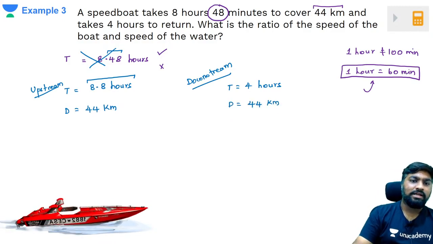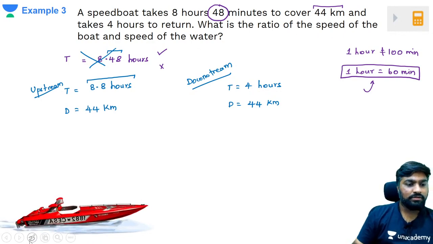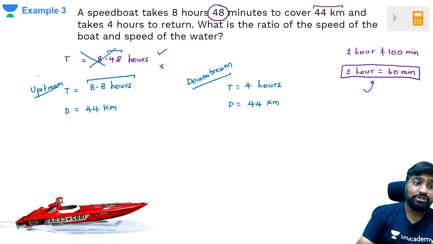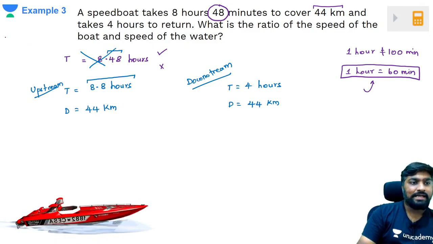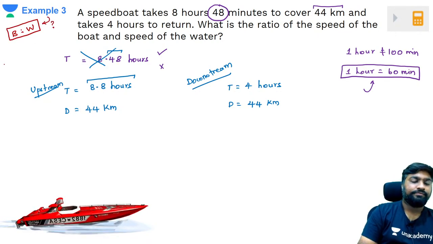Now what are they asking? What is the ratio of the speed of the boat and speed of the water? So please keep in mind that you don't have to take the ratio of upstream speed and downstream speed. Please don't make that mistake. It's asking speed of the boat to speed of the water. This is what we want, this ratio. This is our unknown. Okay?